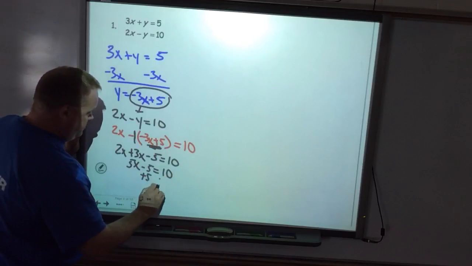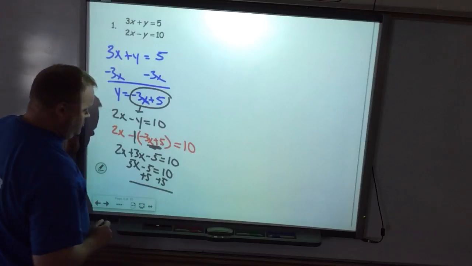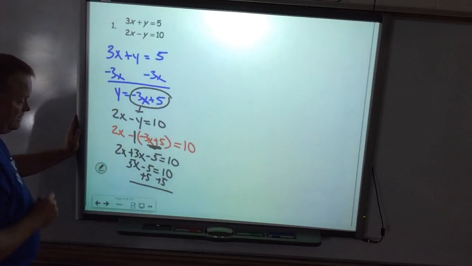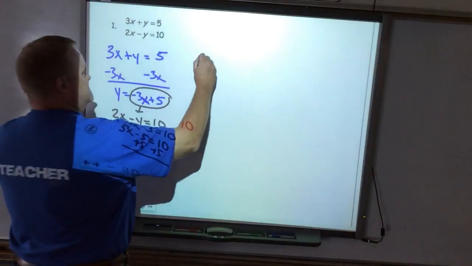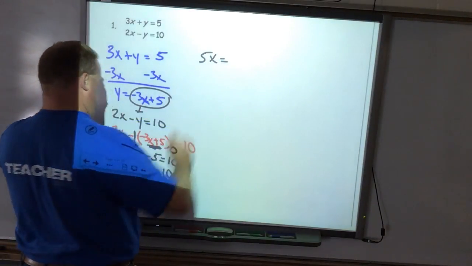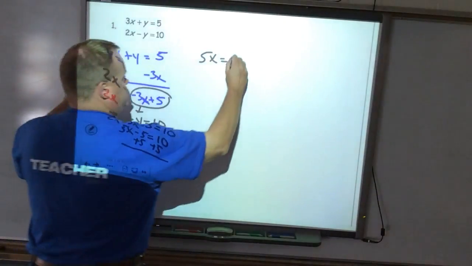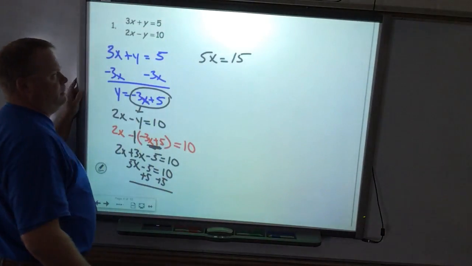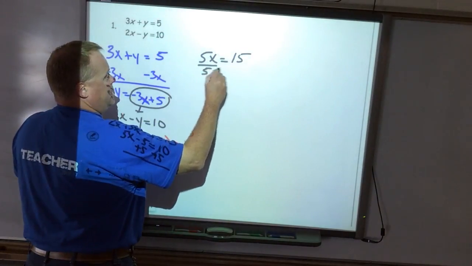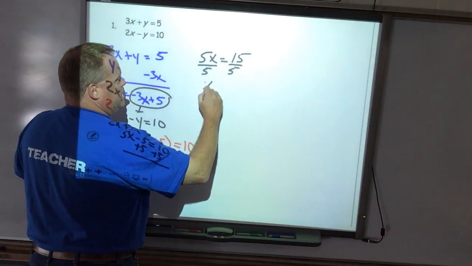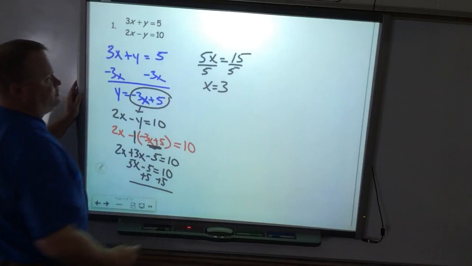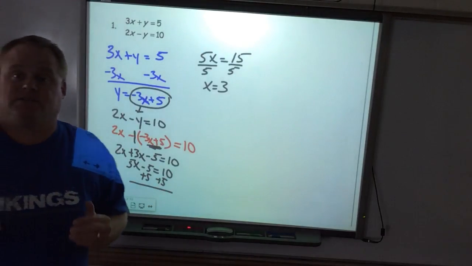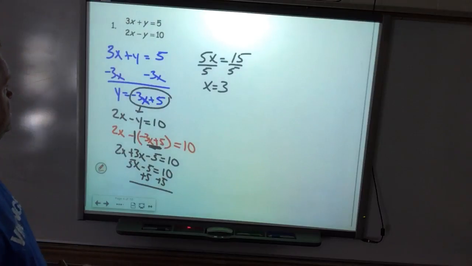Add that 5 to the other side. Add that 10 and that 5. So it becomes 5x equals 10 plus 5 is 15. Divide by 5. Divide by 5 gives me x equals 3. So I've got x by itself, which is 3. I have one part of the solution, that is x equals 3.